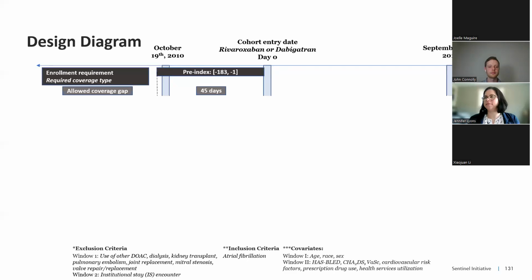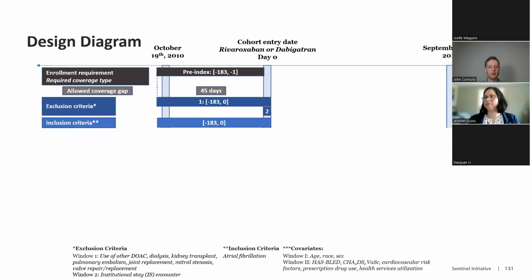So here's the design diagram for our applied example. You can see that the study period ranges from October 19th, 2010 through September 30th, 2015. And patients entered the cohort on their first eligible dispensing of either rivaroxaban or dabigatran, and we call that day 0. Prior to the day 0 or index date, we required patients to be continuously enrolled in both medical and drug coverage for at least 183 days, but we did allow gaps of up to 45 days in that enrollment.